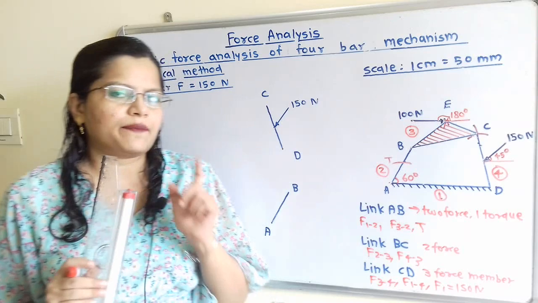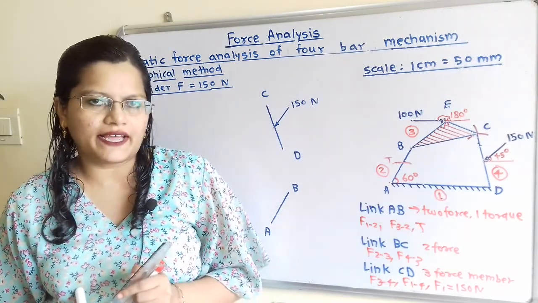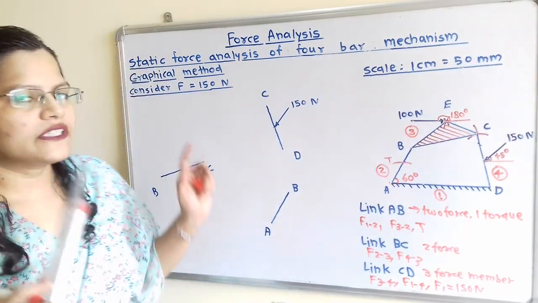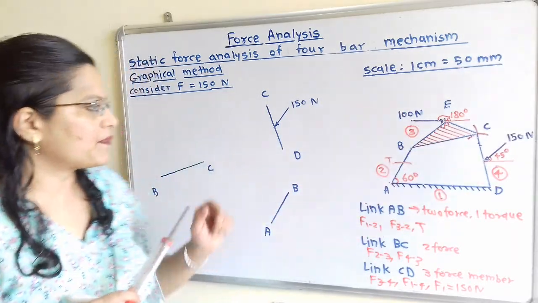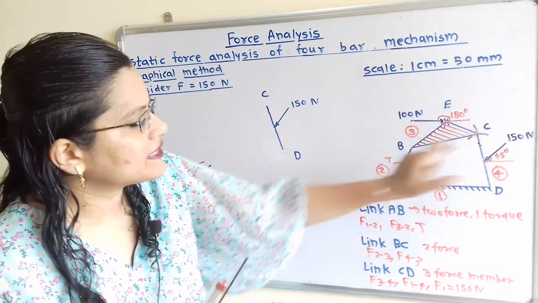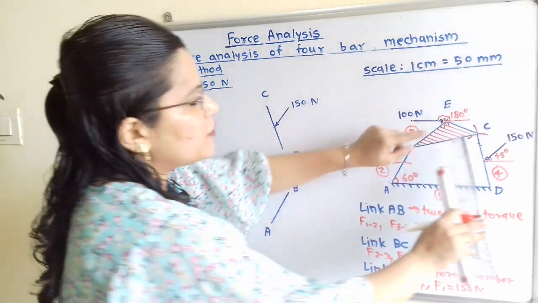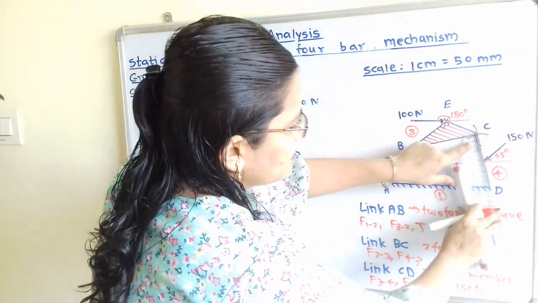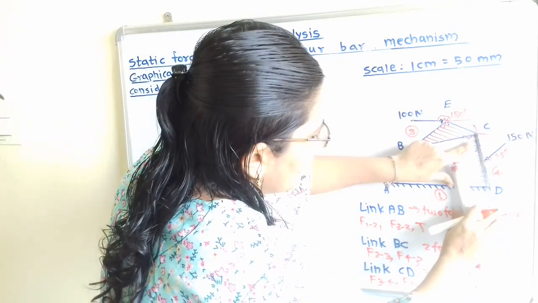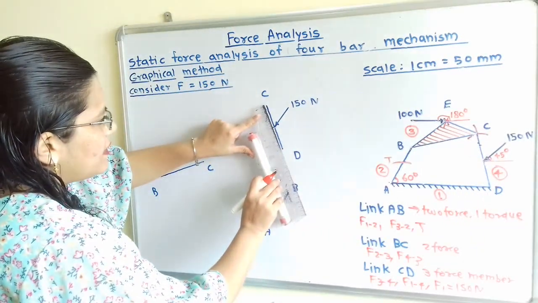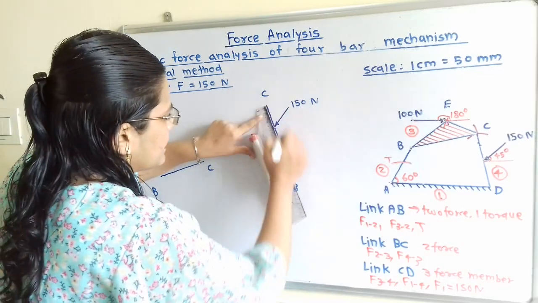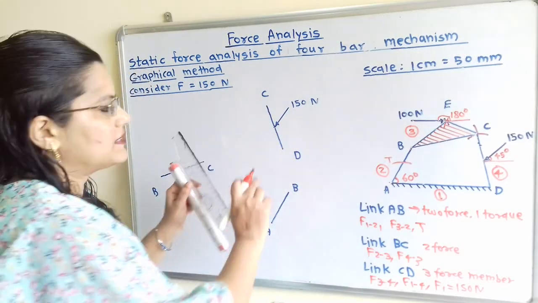Now the second step is to draw the free body diagram. So how to draw the free body diagram? We have to take the reference for this diagram. We will first draw the link CD. For that we have to take equal lengths. The length we have to take from this diagram, and in this way with a parallel line we have to take the link CD, and that is equal to 10 centimeter.